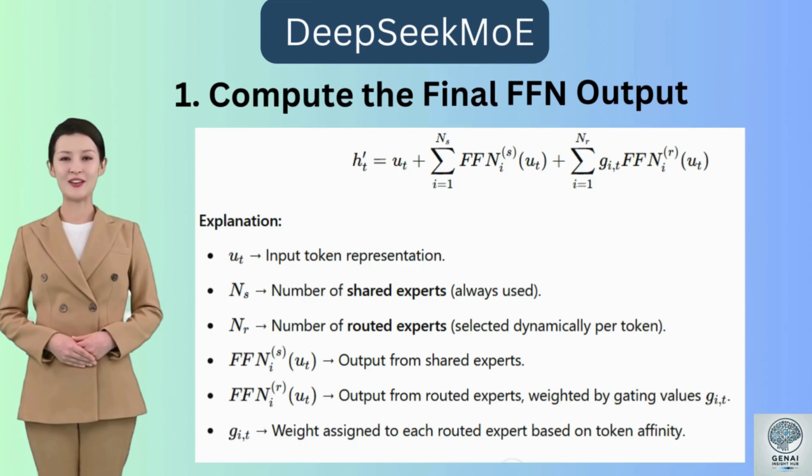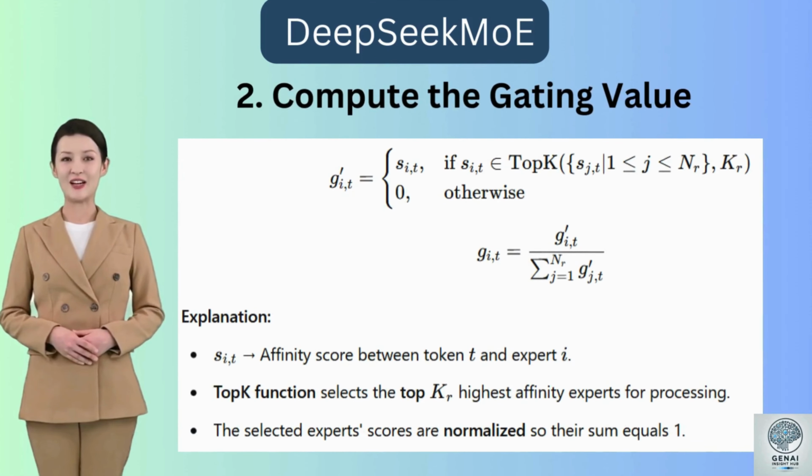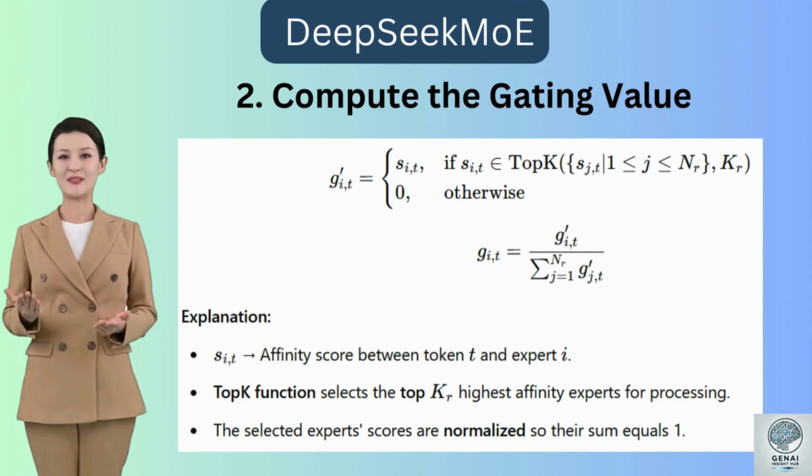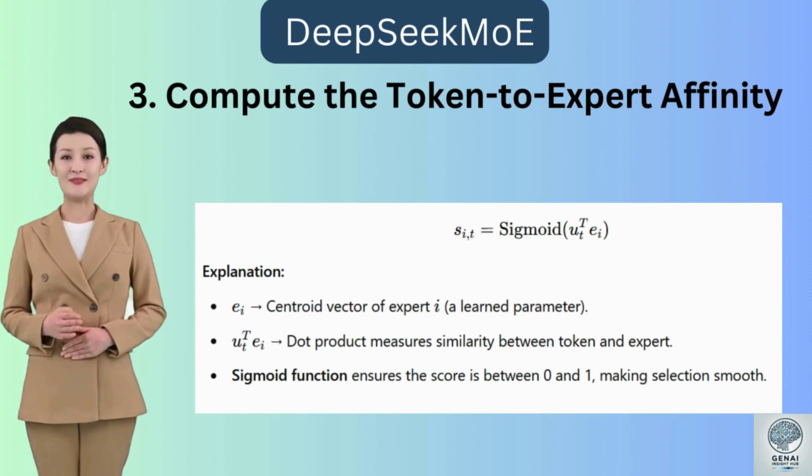DeepSeek MoE. 1. Compute the final FFN output. The output of the FFN for token t is computed as follows. 2. Compute the gating value. Each token selects a few routed experts based on affinity scores. 3. Compute the token to expert affinity.